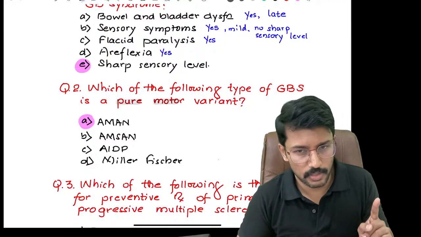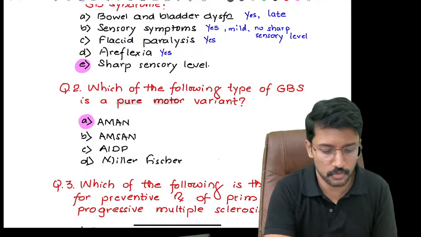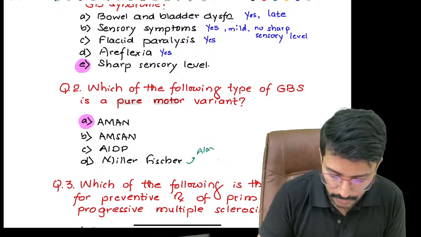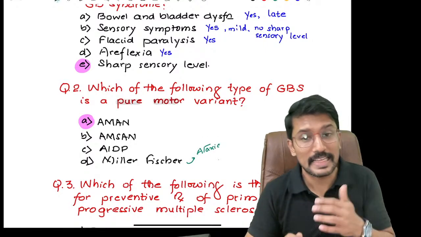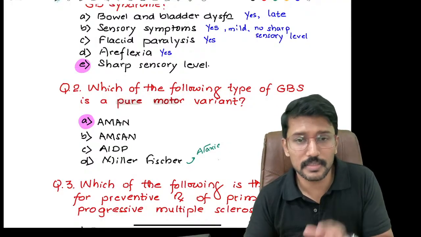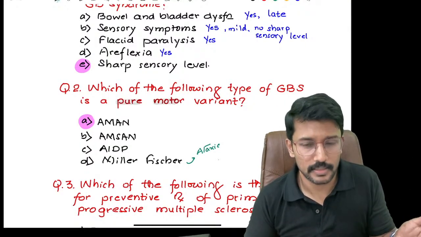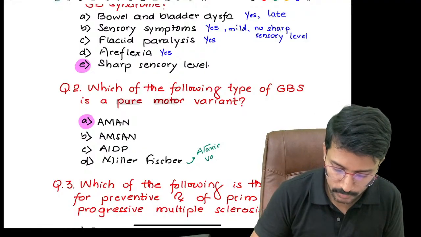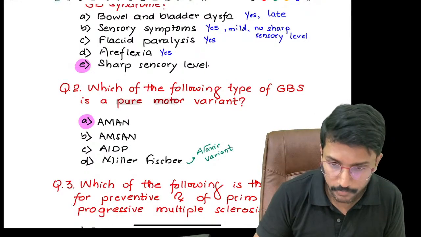Ataxic variant, that is one more MCQ they will ask you. Which of the following GB syndrome is of ataxic variant? That is Miller-Fisher syndrome. They will ask you which GB syndrome variant involves CNS, or which is a GB syndrome which is encephalitic variant, that is going to be Bickerstaff encephalomyelitis. So these are the MCQ points that you need to be aware of.